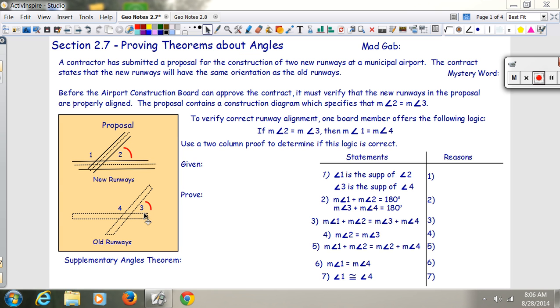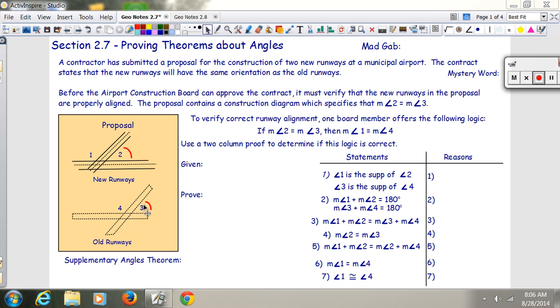Before the Airport Construction Board can approve the contract, it must verify that the new runways in the proposal are properly aligned. The proposal contains a construction diagram which specifies that angle 2 must equal angle 3. So that has to happen, 2 and 3. Now notice the red arcs that I put here. That means that those are equal. When you want to show on a paper that angles are equal, you put arcs in there. One arc matches up with one arc, so 2 is going to be congruent to 3.